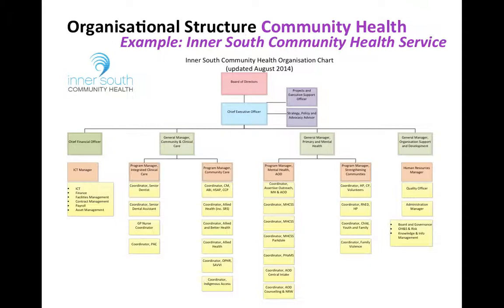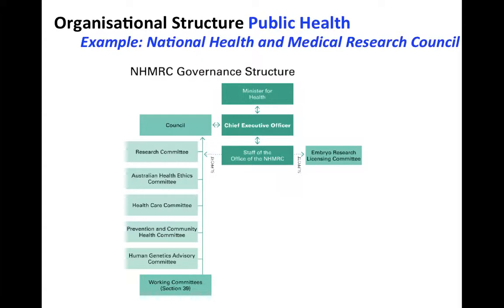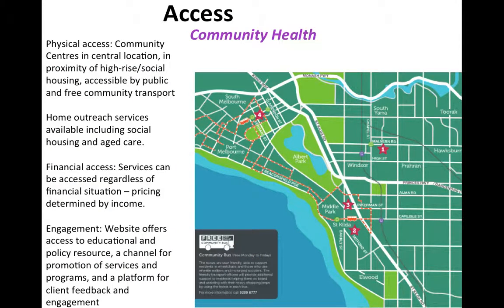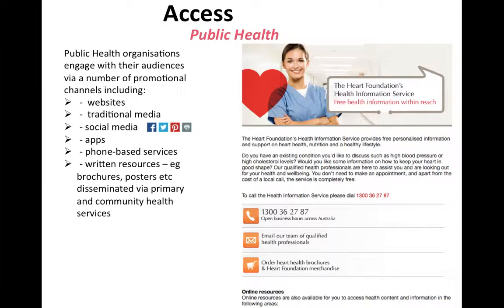This is an example of the organisational structure of a community health service and a public health organisation. Community health centres must be accessible to all members of the community, particularly groups who traditionally have difficulties accessing the healthcare system, such as lower socioeconomic groups and the Indigenous population. Public health services use a number of mediums to reach their audiences and provide access.